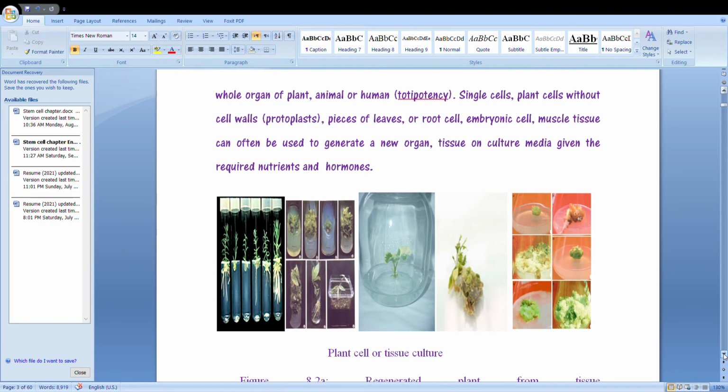Single cells, plant cells without cell wall, protoplast, pieces of leaves or root cells, embryonic cells, muscle cells can often be used to generate new organs or tissue in culture media given the required nutrients and hormones, in the case of plant cells, animal cells, and human cells.